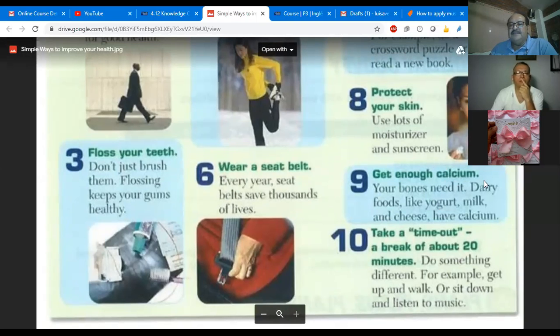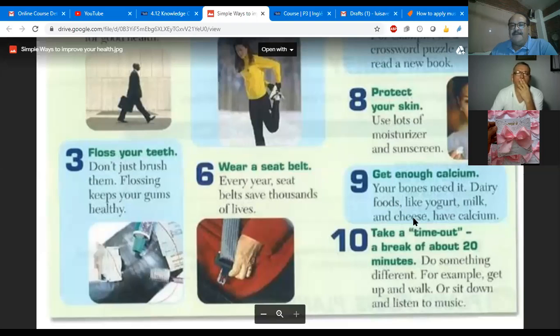Get enough calcium. Your bones need it. Dairy foods like yogurt, milk, and cheese have calcium. Okay, they are los lácteos, right?